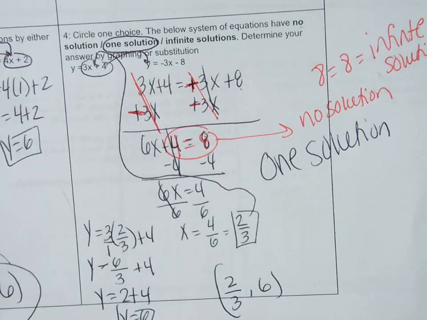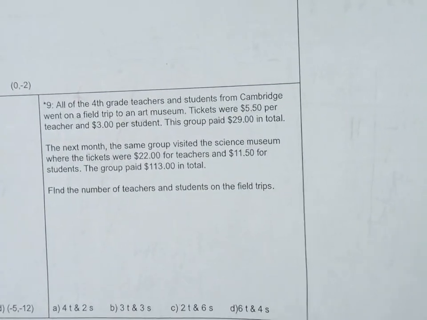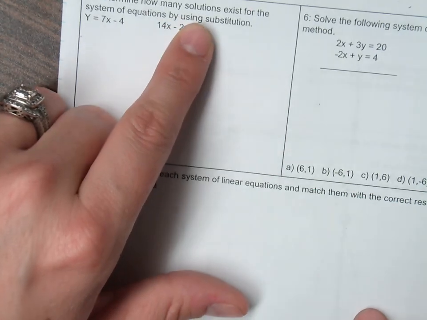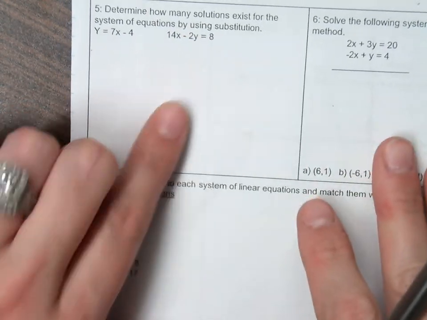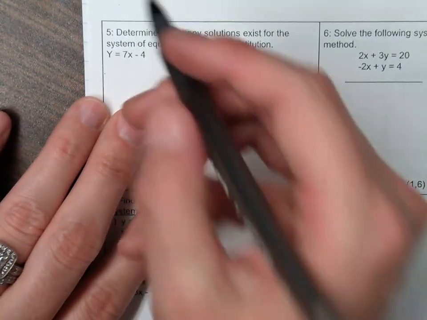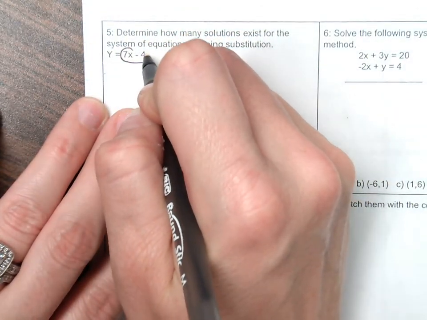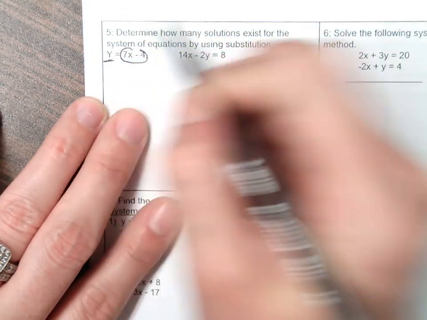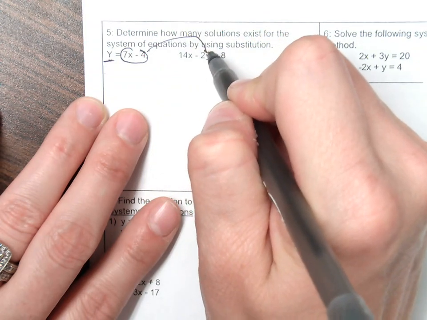Alright, so that's a recap on those. Flipping the page, it says to determine how many solutions by substitution. So this time it wants you to use substitution. We're going to take the 7x minus 4, since this is solved for y, and plug that in for y here.